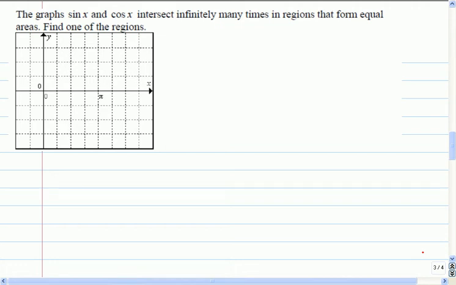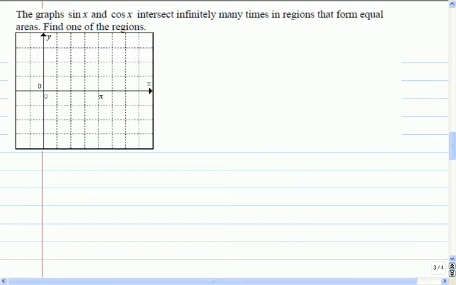Okay. So for this example, sine and cosine intersect infinitely many times in regions that form equal areas. So if we looked at the picture, it basically means the region where they meet up is the same over and over and over again. We just want to find one region.